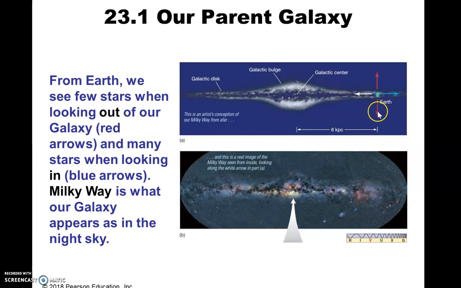These red arrows here are showing the view outside of the plane of the galaxy. If you were in the northern hemisphere, there are lots of things to look at in these regions, and in the southern hemisphere, there are lots of things to look at in these regions. But when you look in the regions where the blue arrow and the white arrow are, you're actually looking into part of our galaxy.